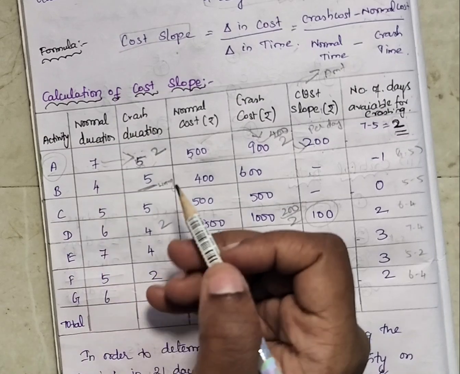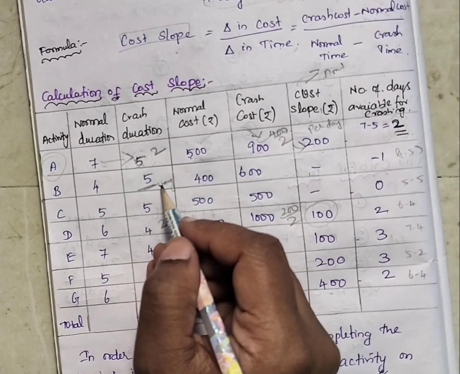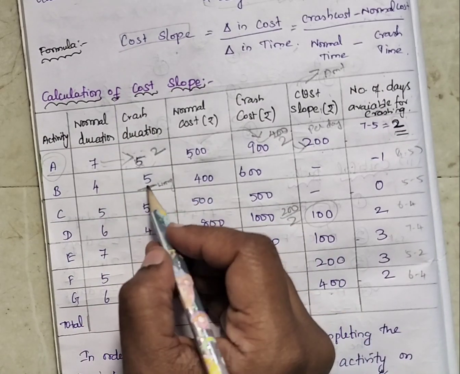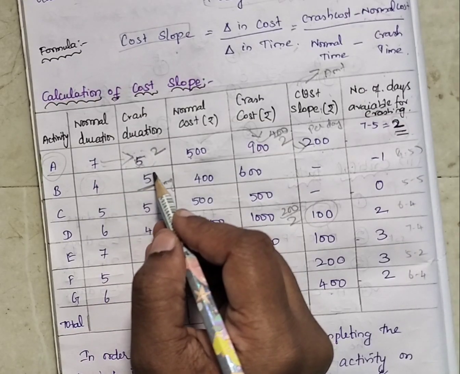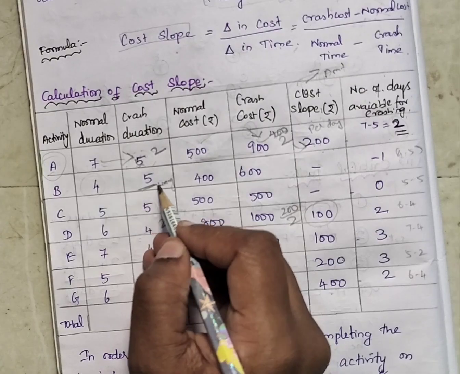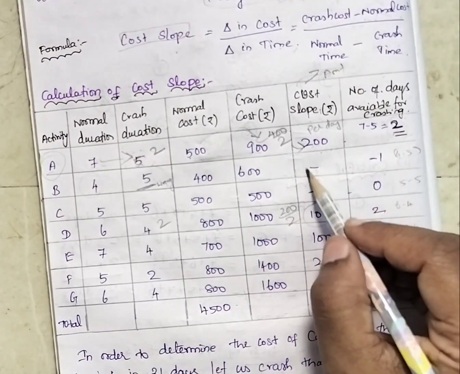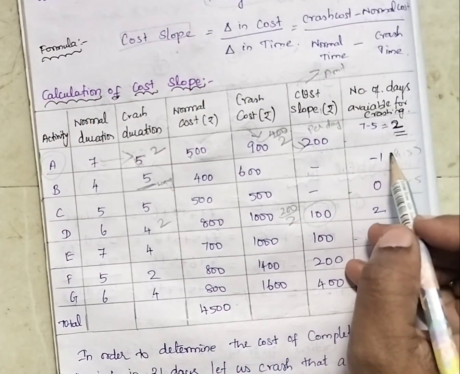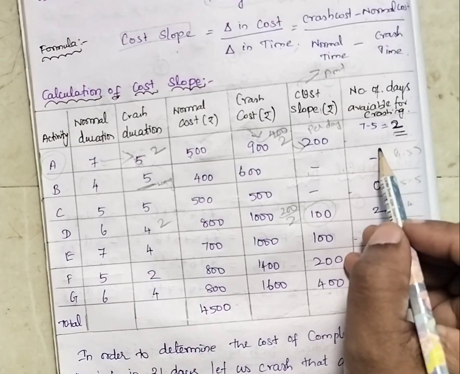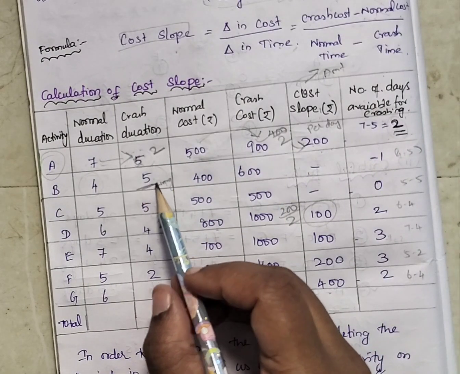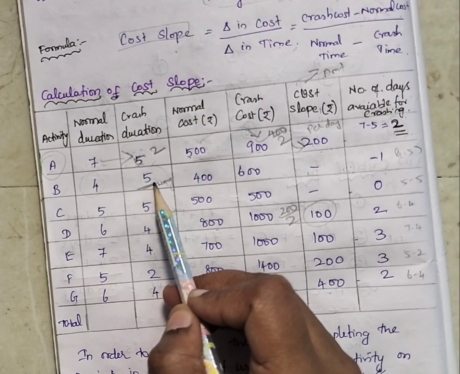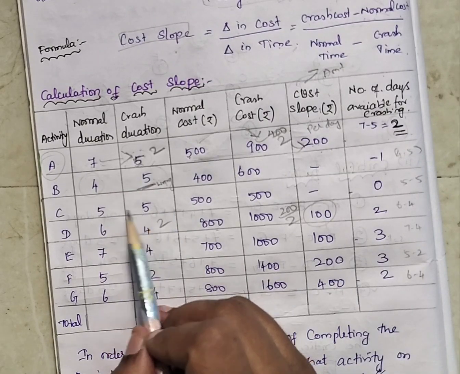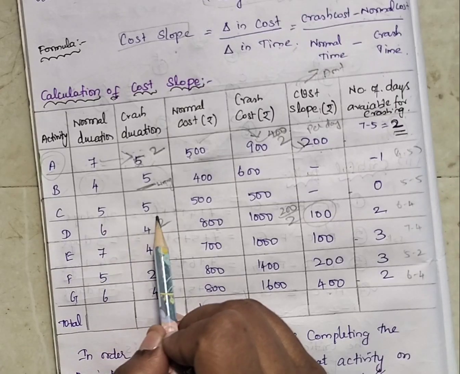Here in the B activity, something is wrong in the question paper itself. How can we crash? The normal duration is 4. How can we crash up to 5 days? I don't know, this is wrong. So here I take it as nil, because the number of crash days available here is -1. This is not right actually, because the normal duration itself is 4 days. Okay, here the normal duration is 5 days and we can crash up to 5 days.